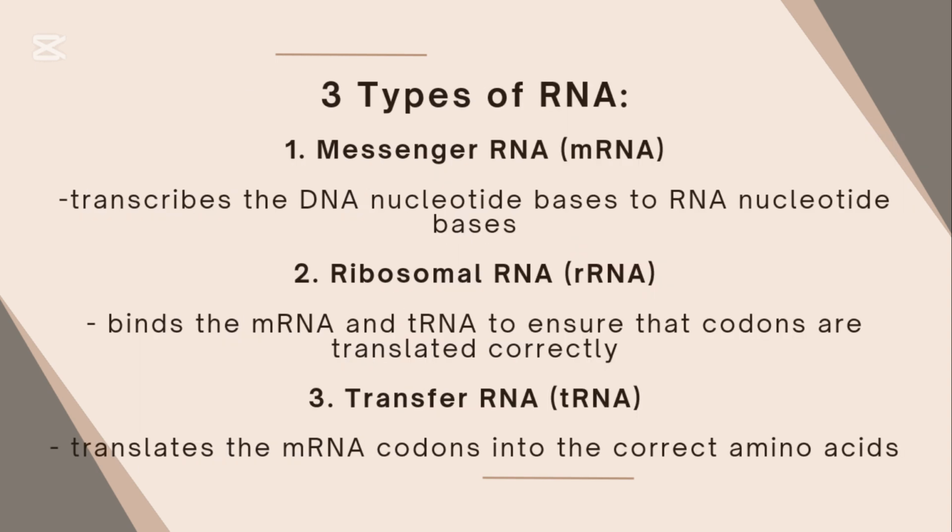Number 1. Messenger RNA. Transcribes the DNA nucleotide bases to RNA nucleotide bases. Number 2. Ribosomal RNA. Binds the mRNA and tRNA to ensure the codons are translated correctly. Number 3. Transfer RNA. Translates the mRNA codons into the correct amino acids.